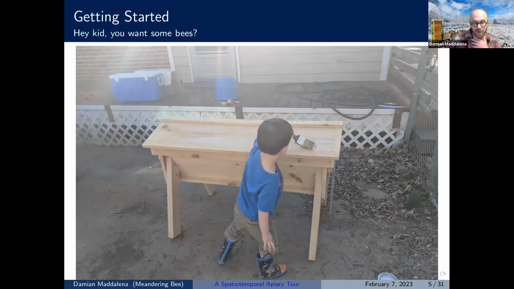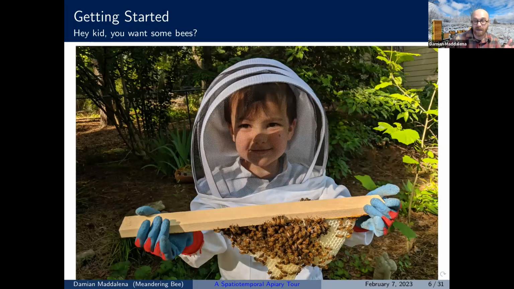This is him putting a coat of shellac on this beehive. We had a great time that spring and summer watching those bees grow. He gave a talk to his preschool class that year about bees and beekeeping in his little bee suit. It was really an interesting adventure.